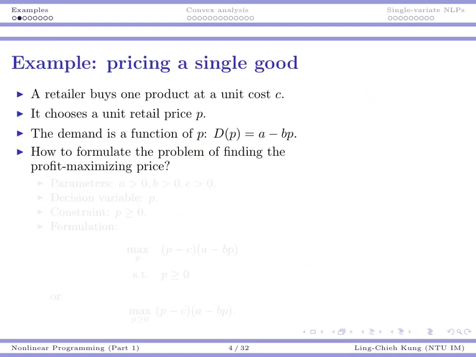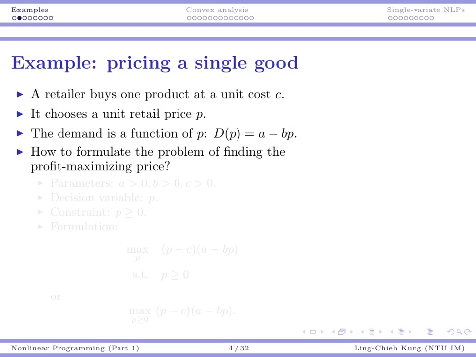So let's consider this story. Suppose I'm a retailer. I want to buy a product at a unit cost C and then sell it at a retail price P. I cannot control the cost, but I can decide the retail price. Once I choose the retail price, the demand for the product is given as this linear function.